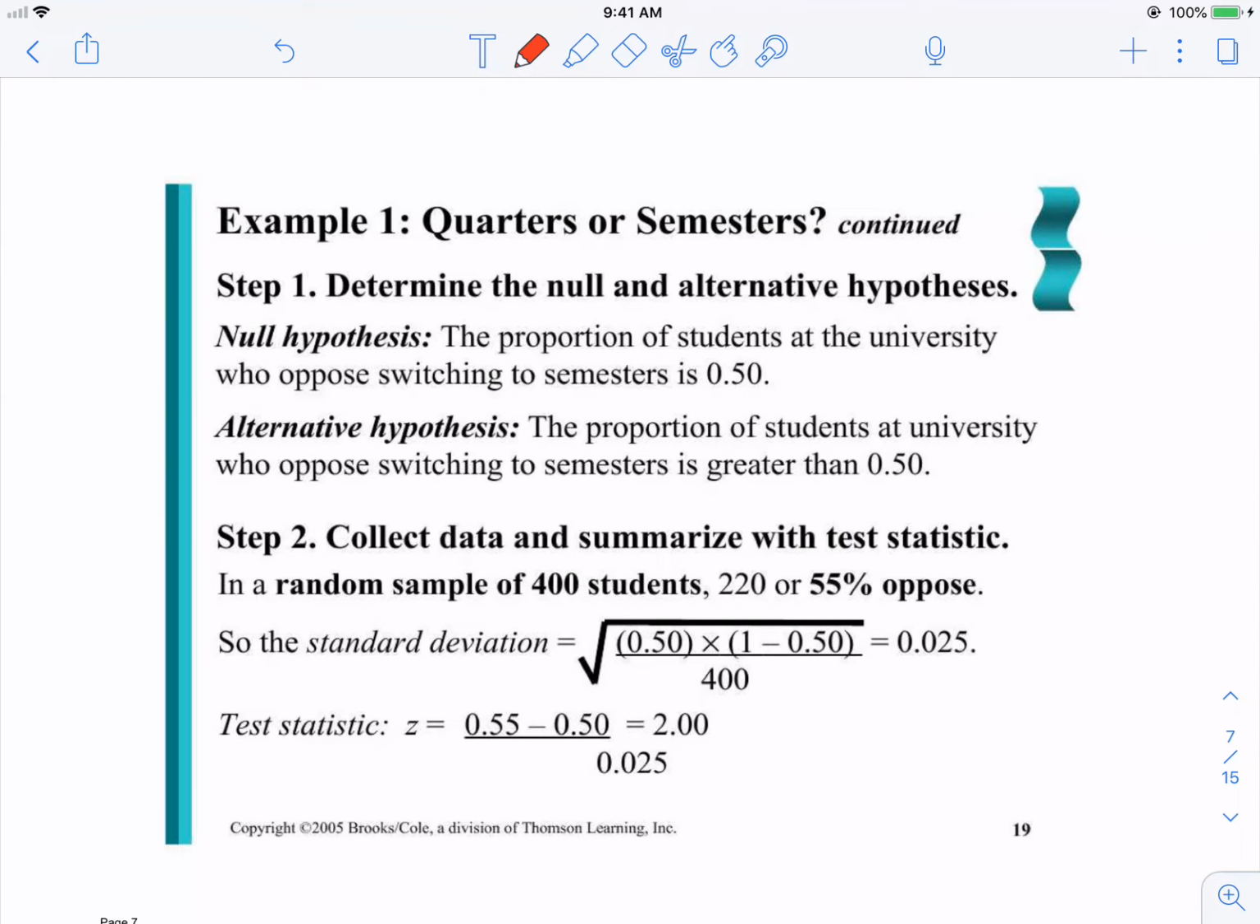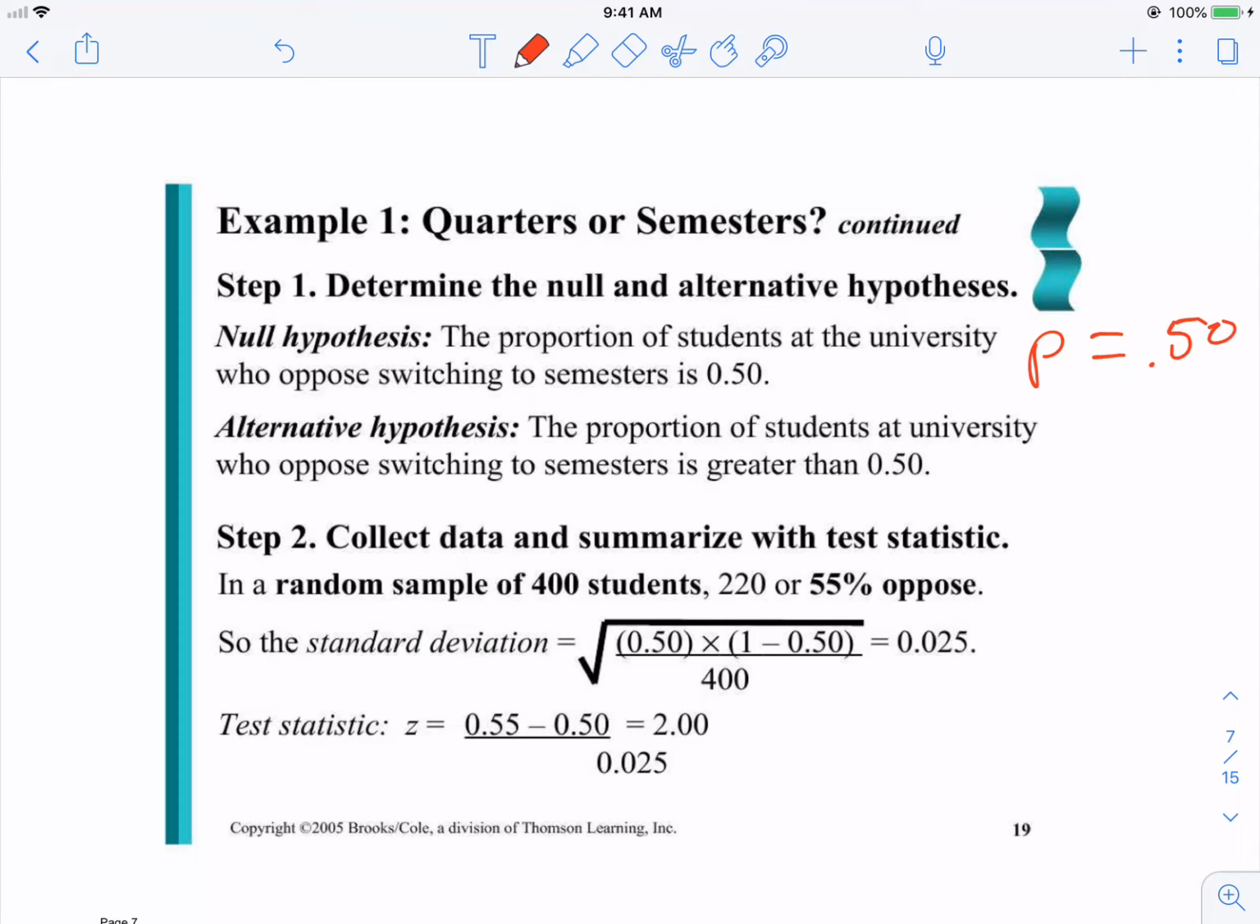So let's take a look at a couple examples here. Continuing with our quarters or semesters. Our null hypothesis, the proportion of students at the university who oppose switching to semesters is 50%, 0.50. Okay? So here we're going to say that p is equal to 0.50. Now this p is population proportion. It is not the p-value that we see. We overuse this letter p.